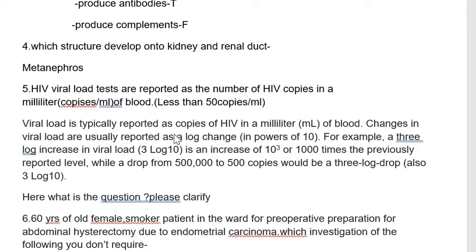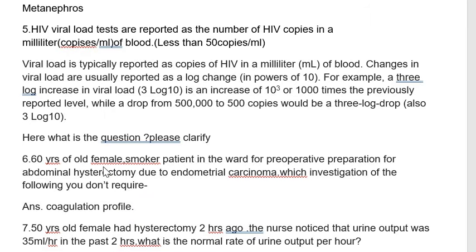So viral load is typically reported as copies of HIV in a milliliter of blood, and changes in viral load are usually reported as a log change, that is a power of 10. For example, a 3 log increase in viral load, like 3 log 10, is an increase of 10 raised to the power 3, or 1000 times the previously reported level, while a drop from 100,000 to 500 copies will be a 3 log drop. Also you can write it as 3 log 10. That is the way of representing it.